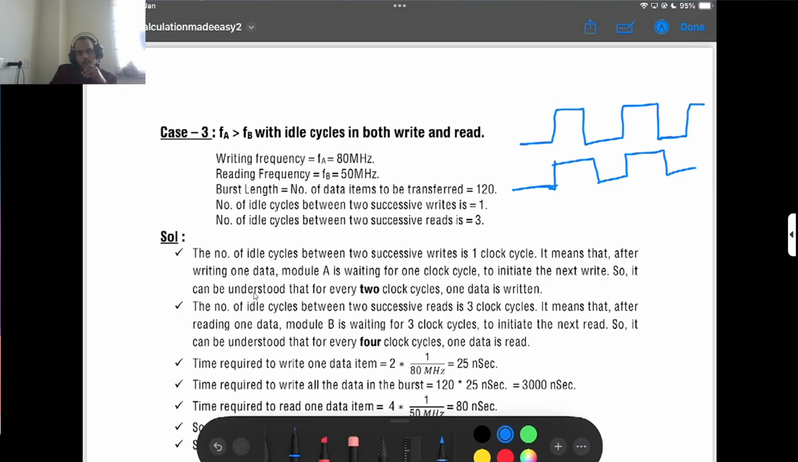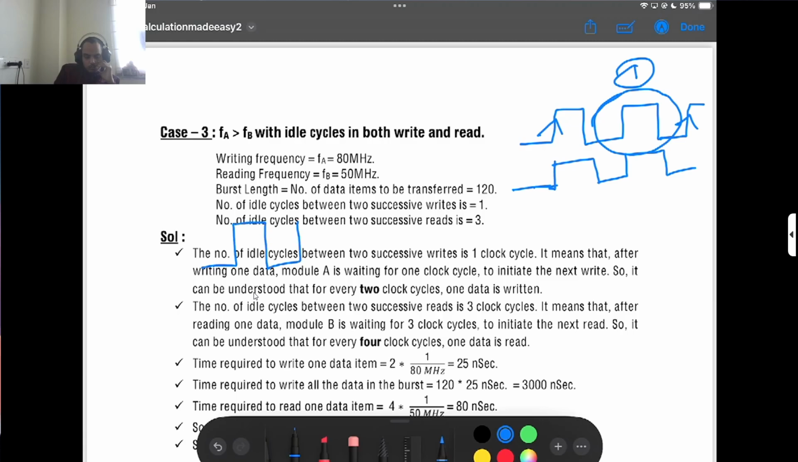The number of idle cycles between two successive writes is 1. So here is one cycle, and here is one, and another like this. And the number of cycles between two successive reads is 3. Okay, let me go through it a little bit.